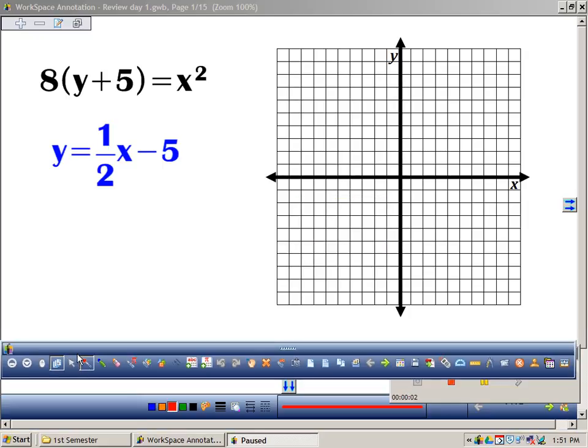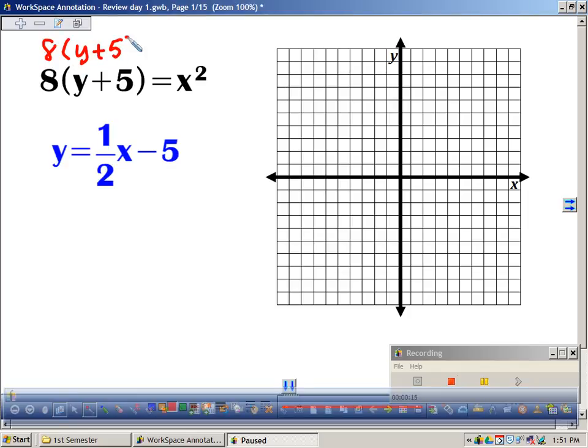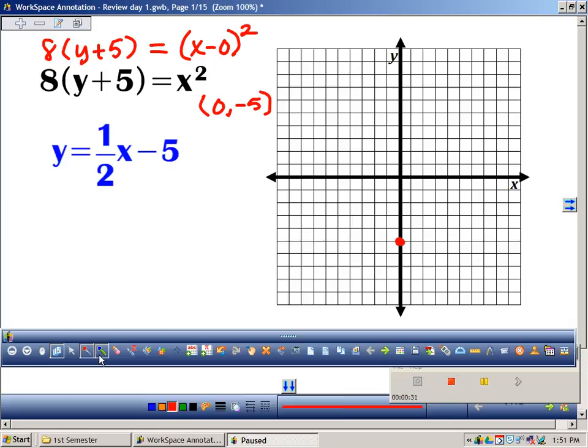Okay, the first thing I'm going to do is graph. I look at this and I say, y is squared, x is... This is a parabola. I could rewrite it in this form. And I say to myself, that means that my vertex is at 0, negative 5. 0, 1, 2, 3, 4, 5. My LLR is right here.